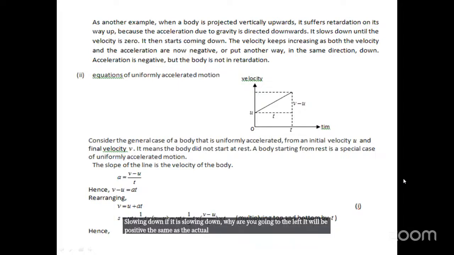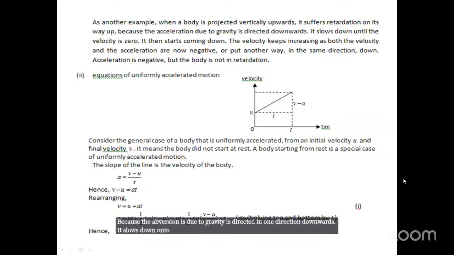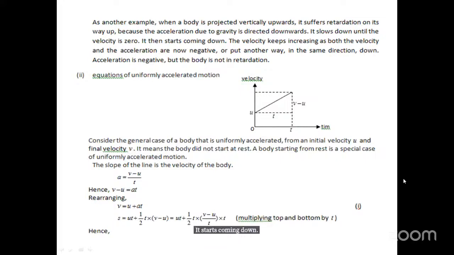As another example, when a body is projected vertically upward, it suffers retardation on its way up because the acceleration due to gravity is directed in what direction? Downwards. It slows down until the velocity is 0. It starts coming down. The velocity keeps increasing as both the velocity and the acceleration are now negative. Or put another way, direction which is down.